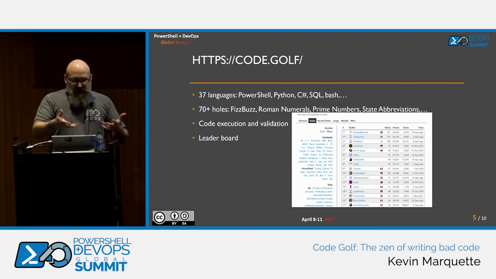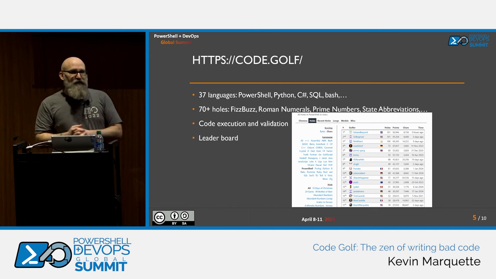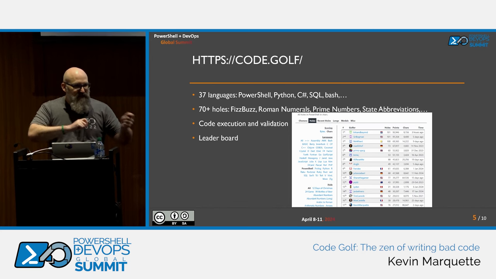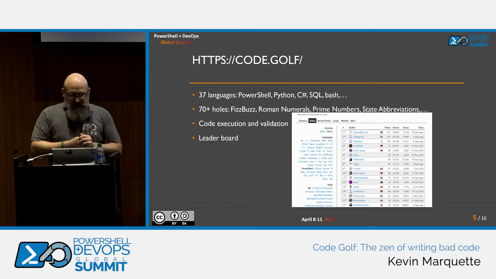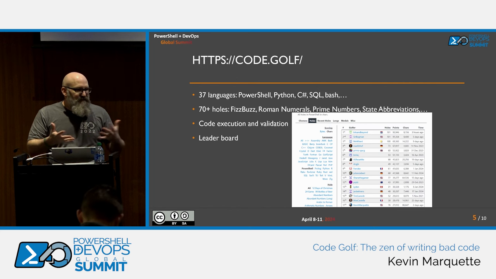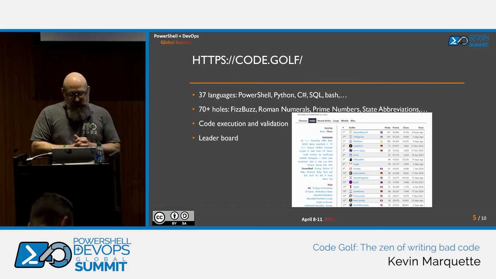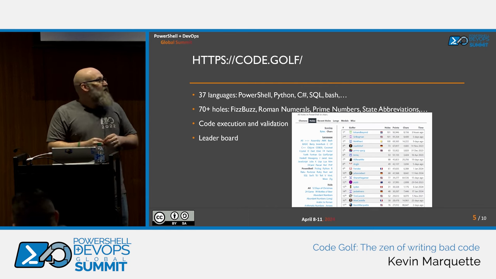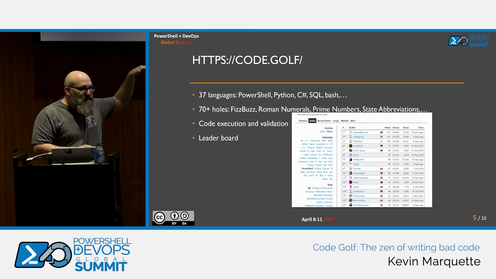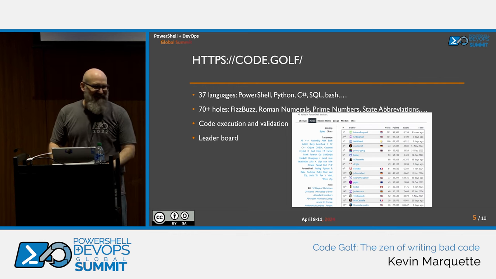And there is actually a website, code.golf, that supports PowerShell. They've got a leaderboard, so you can solve the challenges, and they'll run the PowerShell to validate it, and they've got 70-some holes. They have lots of languages, so if you're into C#, Python, just a little bit of everything there to play with. And on the leaderboard, I pulled it up just a little bit ago, I'm 17th now. At one point, I was like 3rd on the list, but it's been a while.